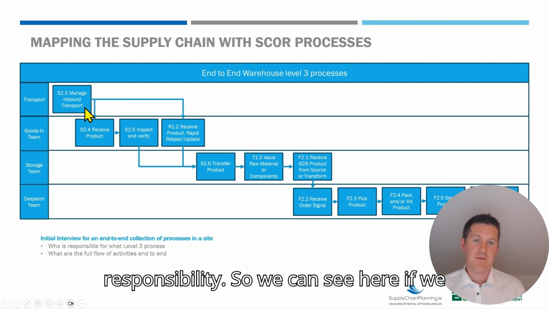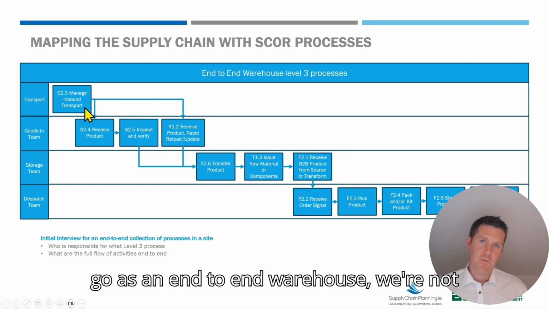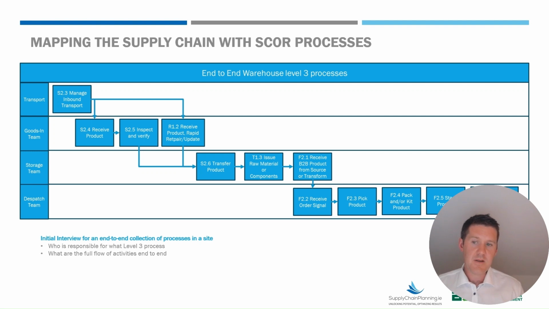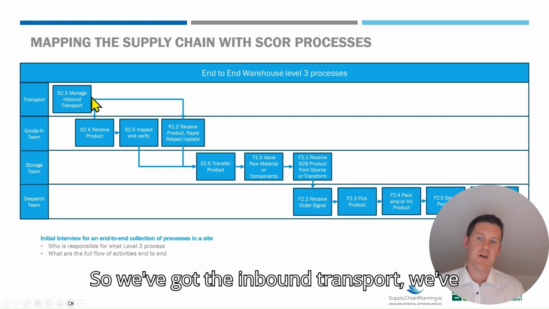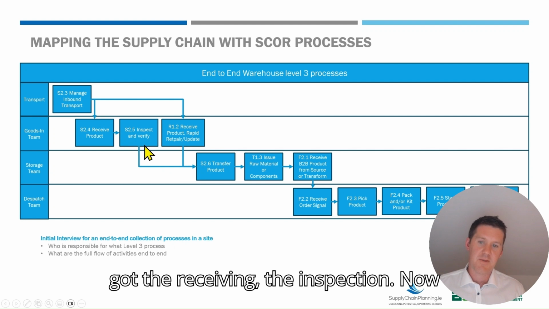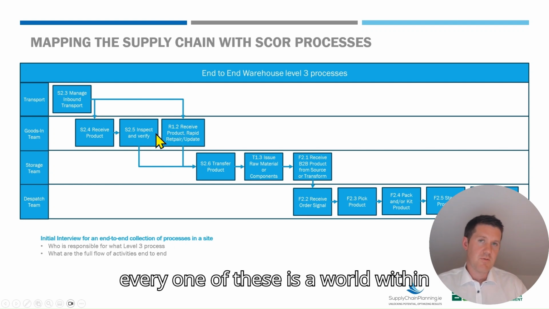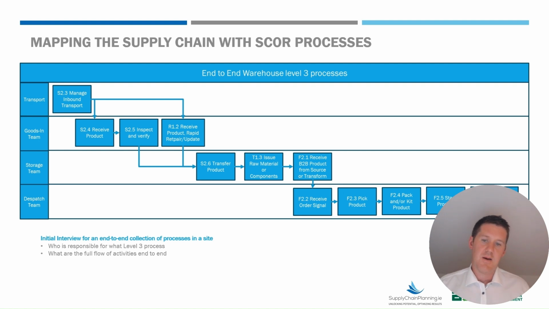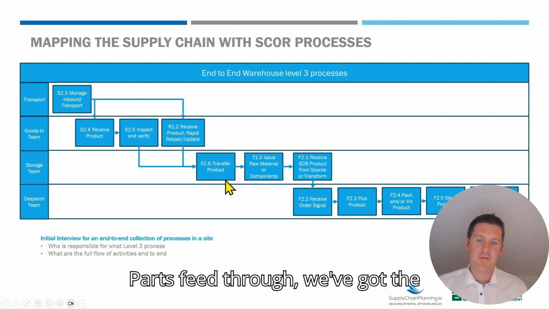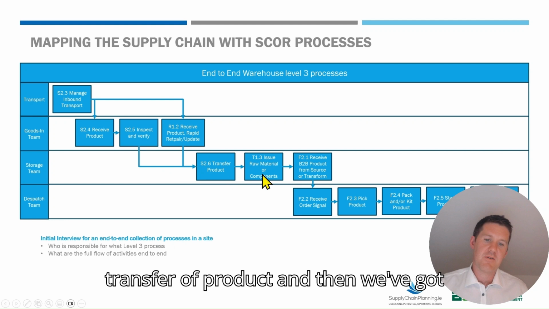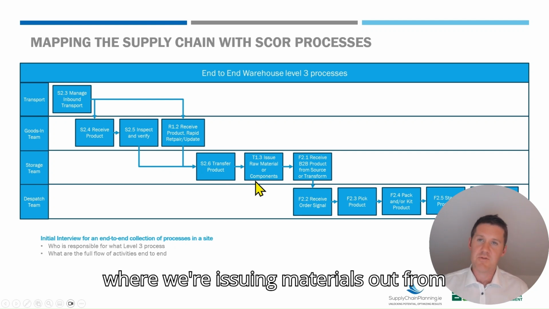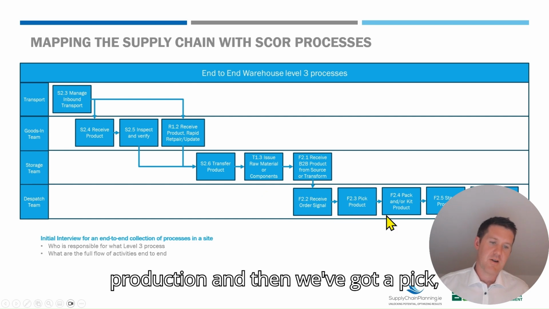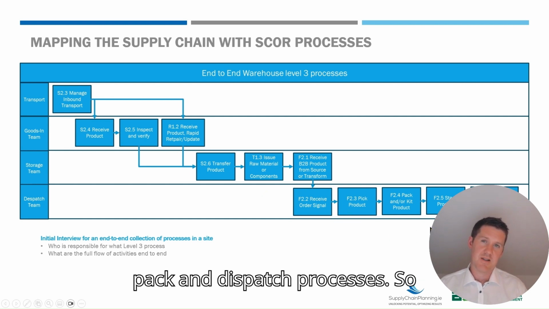So we can see here, if we go as an end-to-end warehouse, and we're not saying we stop at one function. So we've got the inbound transport, we've got the receiving, the inspection. Now, every one of these is a world within itself. We're saying here's how these parts feed through. We've got the transfer of product, and then we've got where we're issuing materials out from there. We receive product back from production, and then we've got our pick, pack, and dispatch processes.